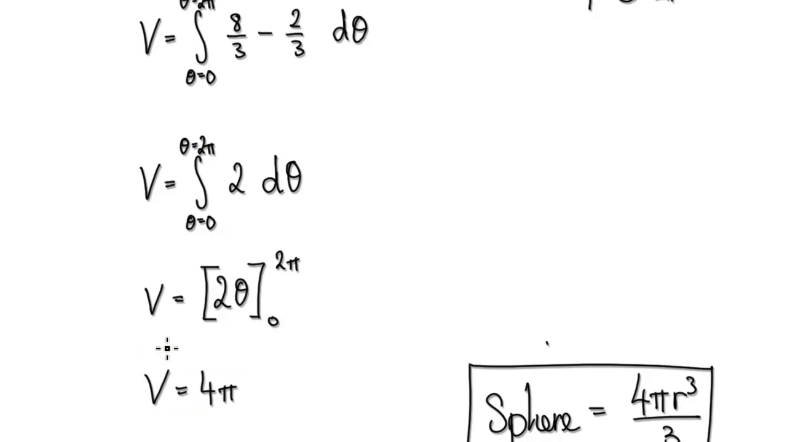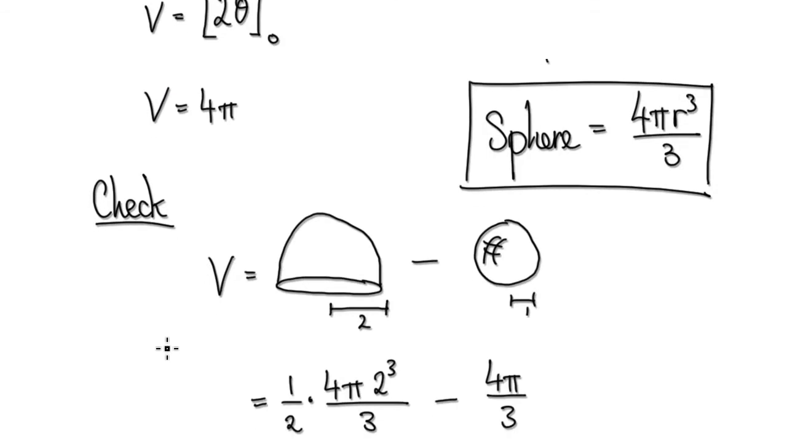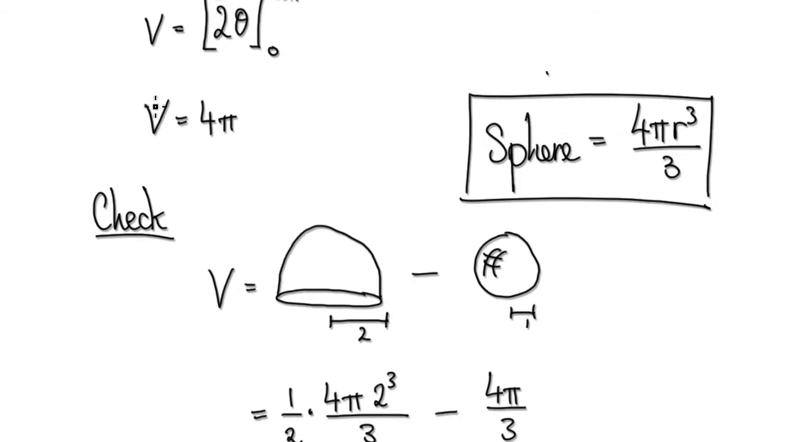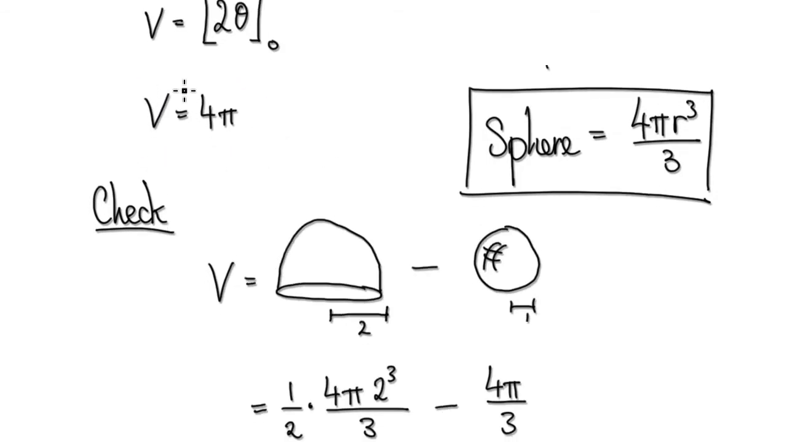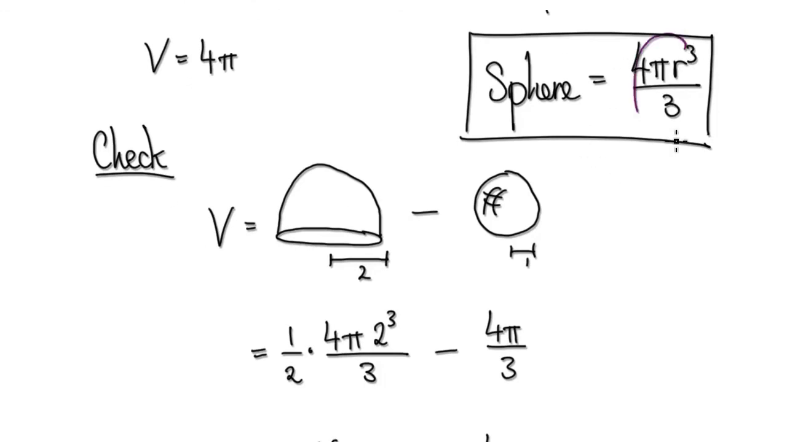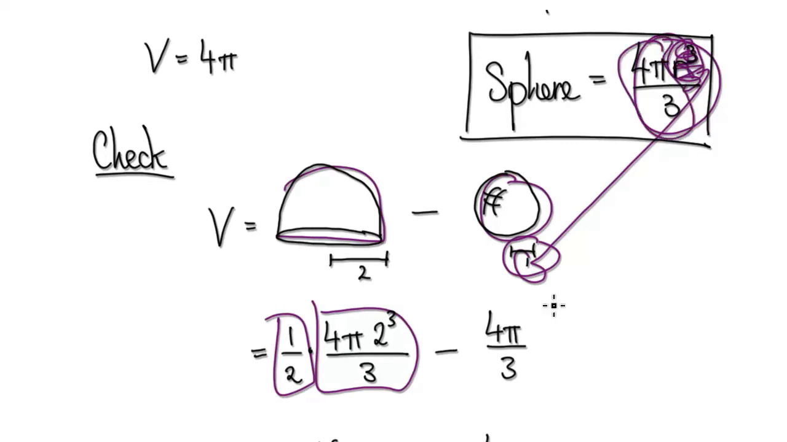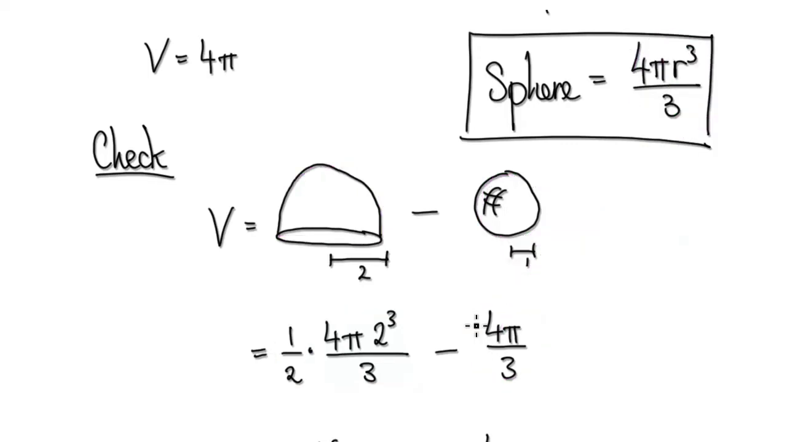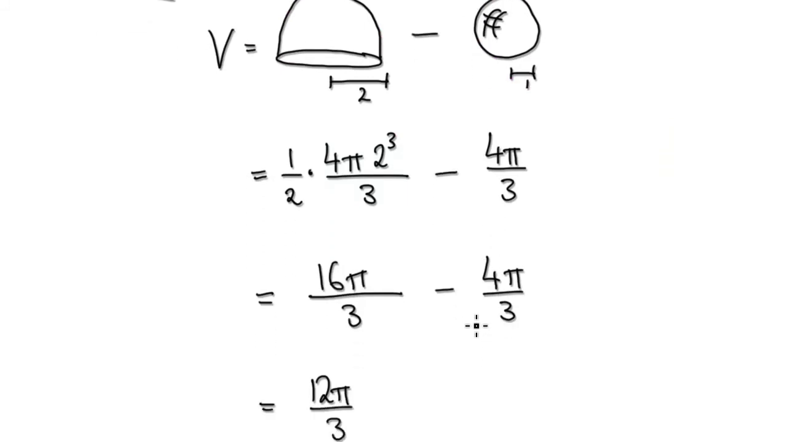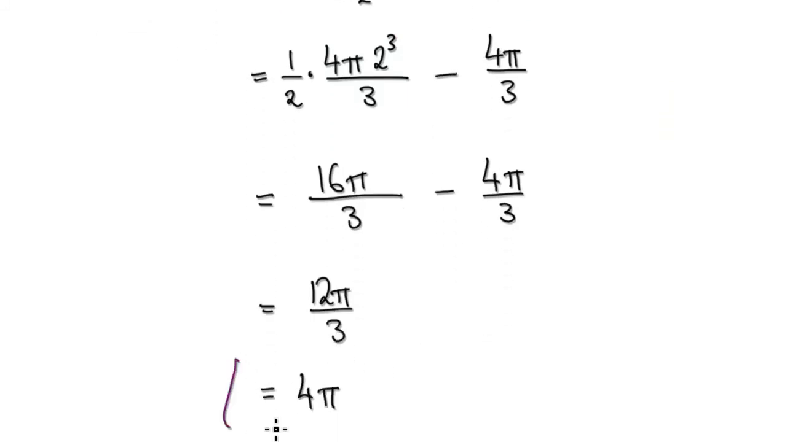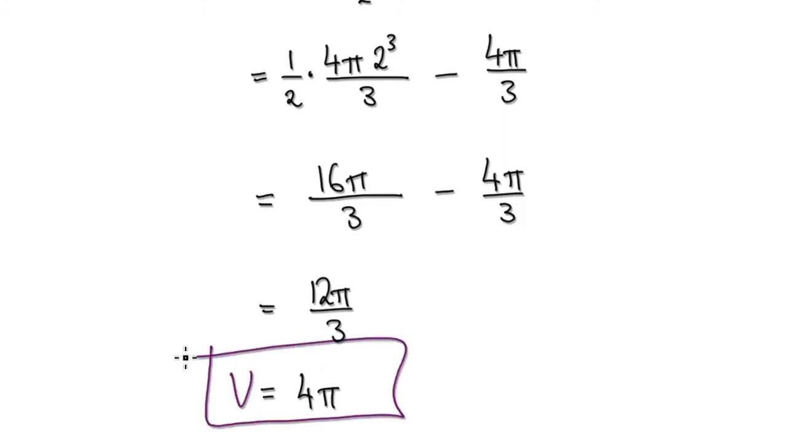So now let's use high school maths to double check our answer. Remember, the answer is 4 pi. Now let's use high school maths. From high school, the sphere is given by this. So we want half of the big sphere, take away the small sphere of radius 1. So when you put 1 into here, this is just 1. So 4 pi over 3. And then tidy this up, and it will be 4 pi. So it's correct. Our answer is correct. The volume is 4 pi. Okay.